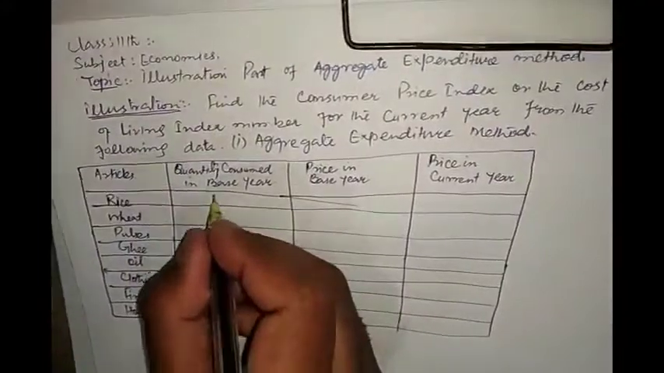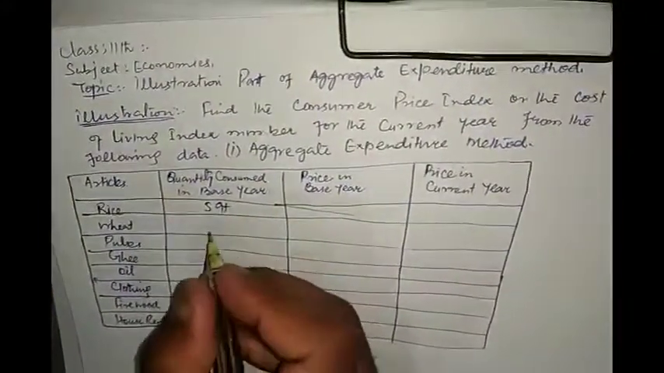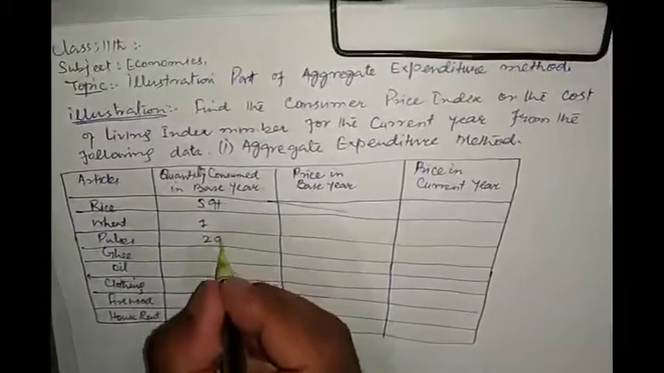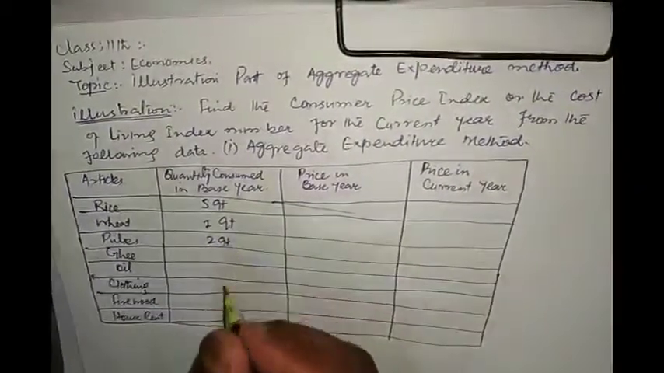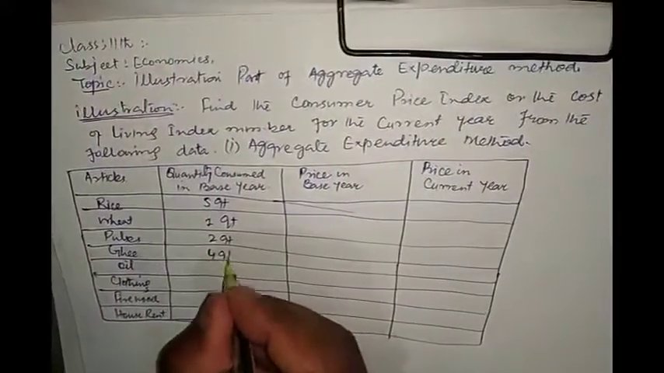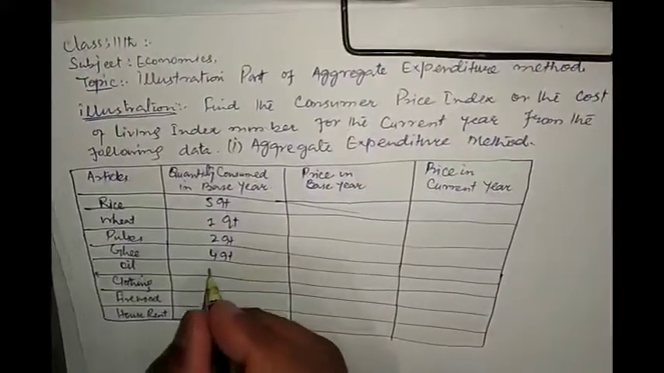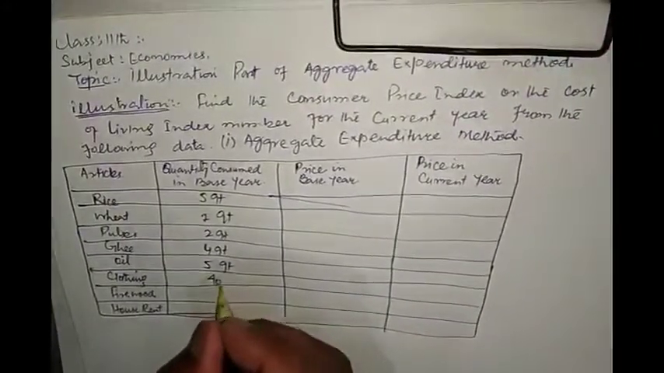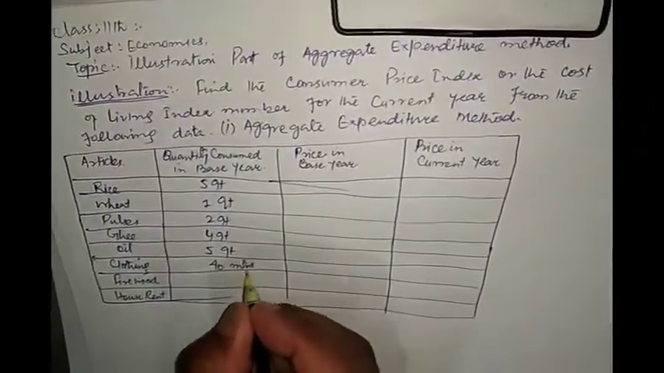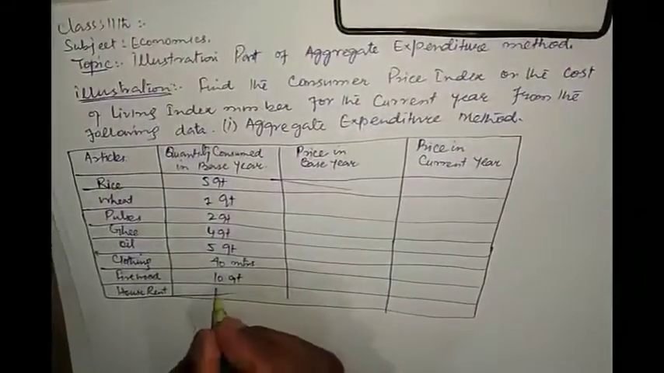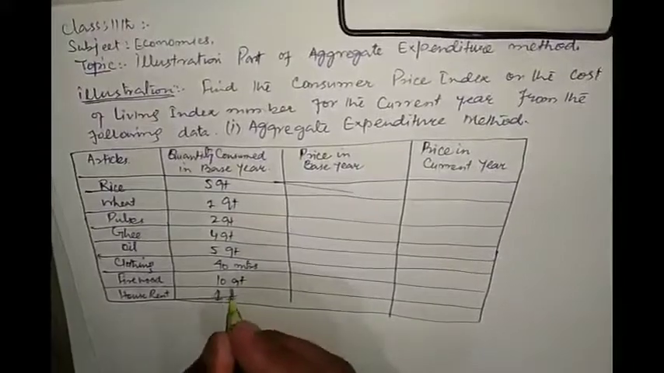Suppose we have quantity 5 quintal, 1 quintal, 2 quintal, 4 quintal, 5 quintal, 40 meters, 10 quintal, 10 houses, 1 house.